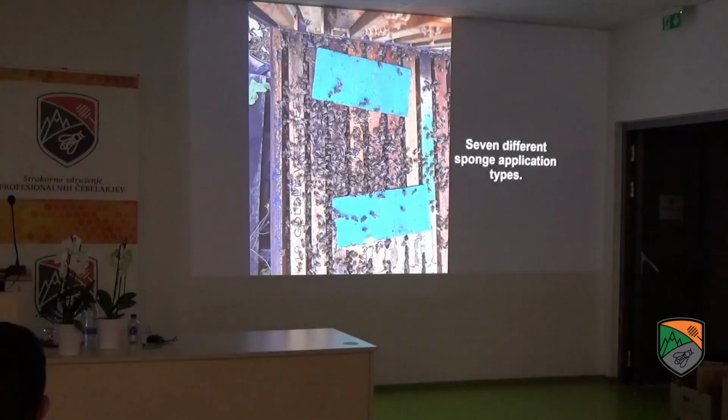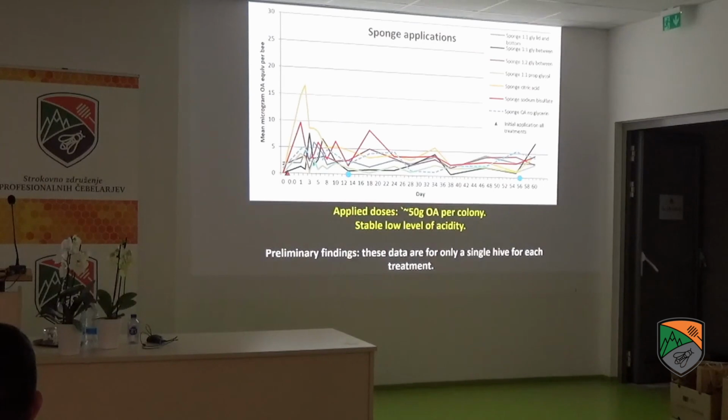Okay, so we had 7 different sponge applications, and here they are. Notice we don't get that great big spike with the sponge applications. It actually takes until a day afterwards to start to reach its peak right there, and then it drops down and stays fairly low. And again, each one of these data points is an average of 15 bees. And despite that, look at just the variation. This shows you how much variation there is in the distribution there.